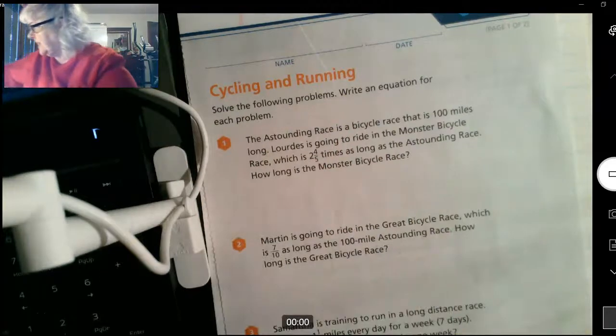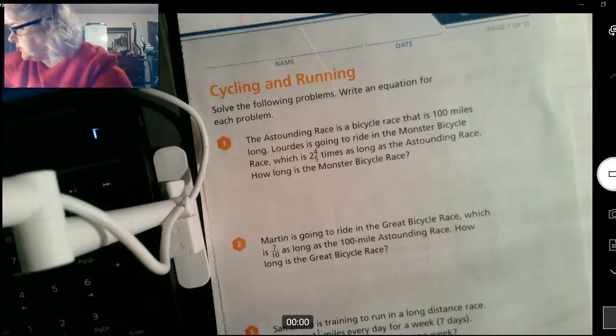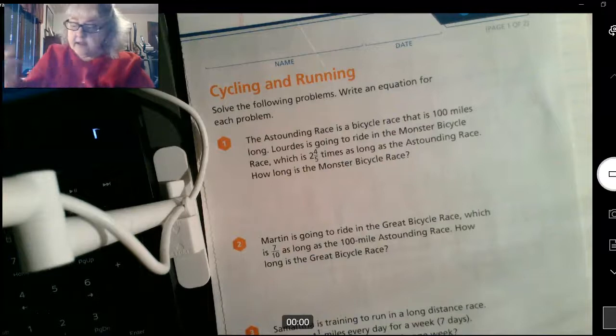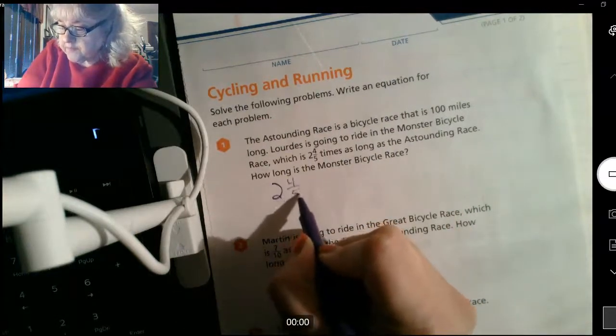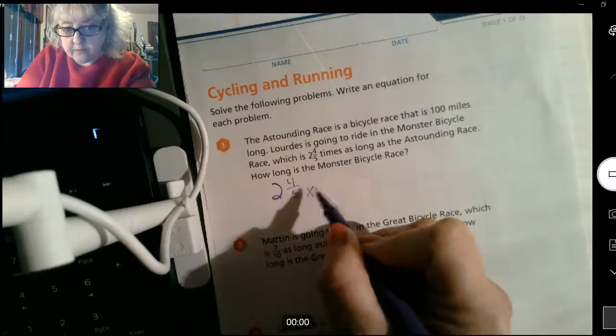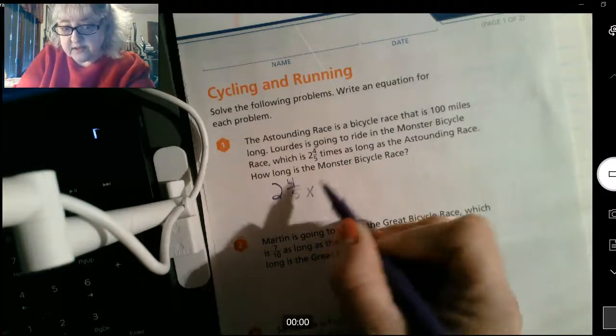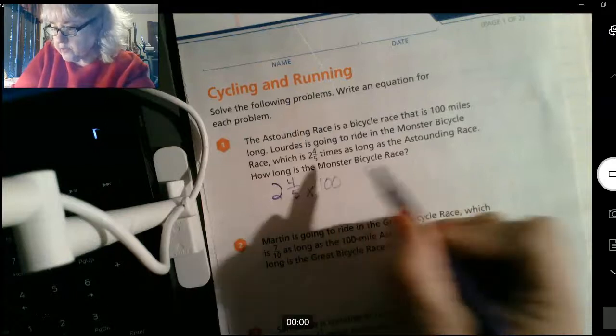So let's think, what would our equation look like for this problem? I want to know what 2 4/5 of, remember our multiplication symbol says of, 100 would be.